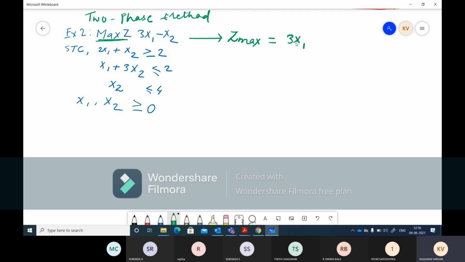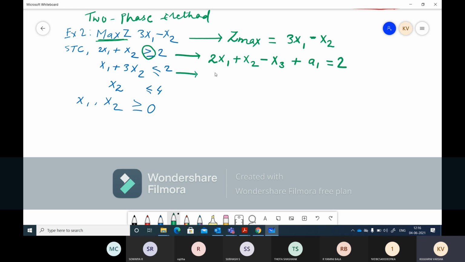3x1 minus x2. All others you can start. This equation will get converted to 2x1 plus x2. The symbol is greater than or equal to, so greater than or equal to means you need to subtract a surplus variable. So say x3, minus x3. As the surplus variable is there, take artificial variable a1, equal to 2.